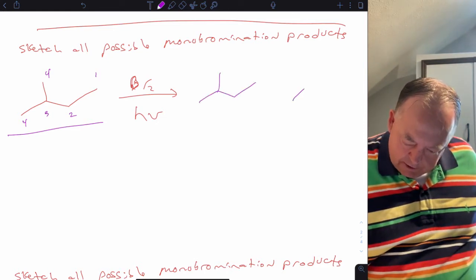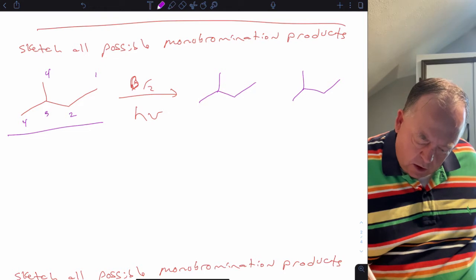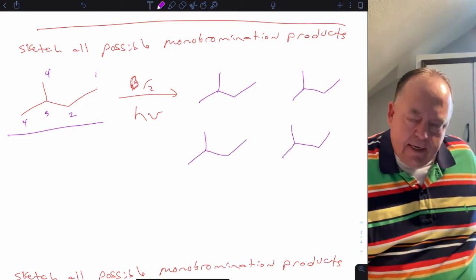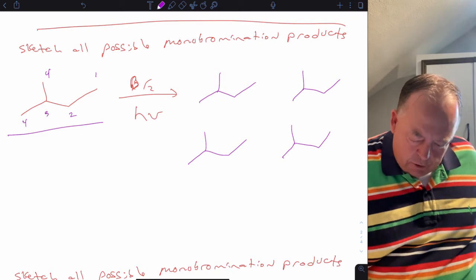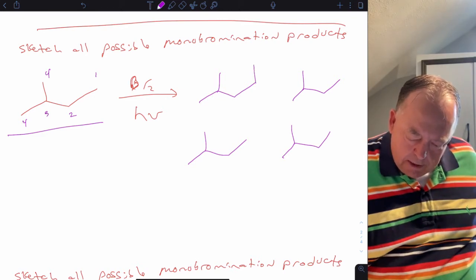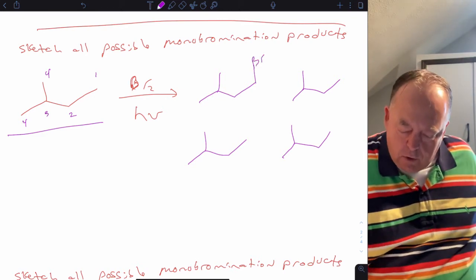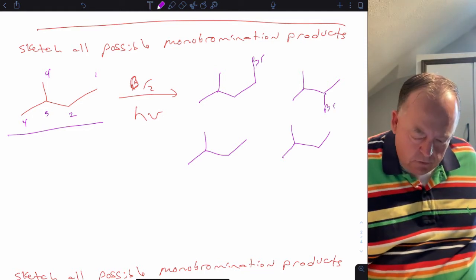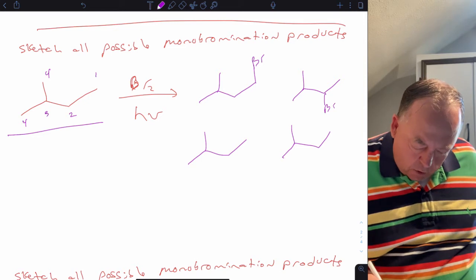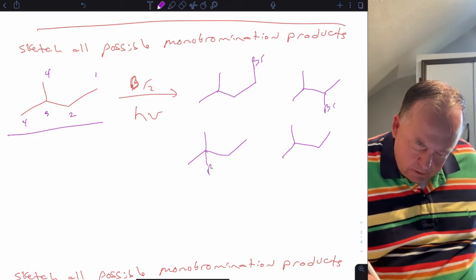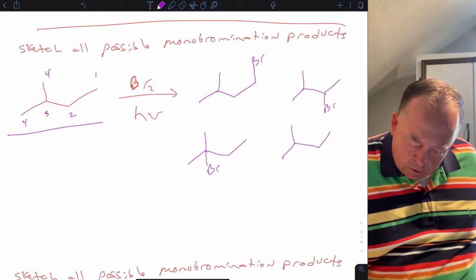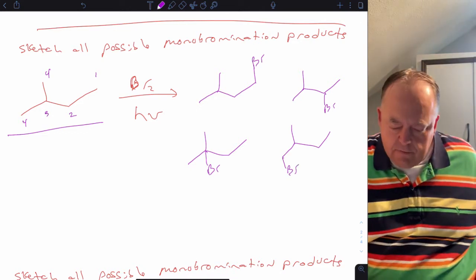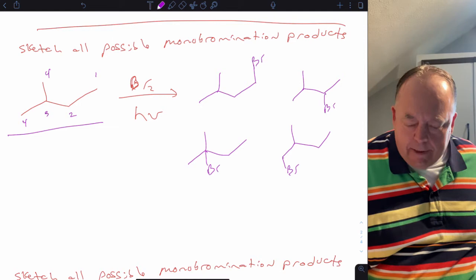So let's sketch the carbon structure again, and then attach the bromine. So it could go to carbon 1, so we need a new line, and then attach the bromine to carbon 1, or we could put it on carbon 2, or we could put it on carbon 3, or we could put it on carbon 4, right? And that would be 4 different products. Those are all constitutional isomers of each other.